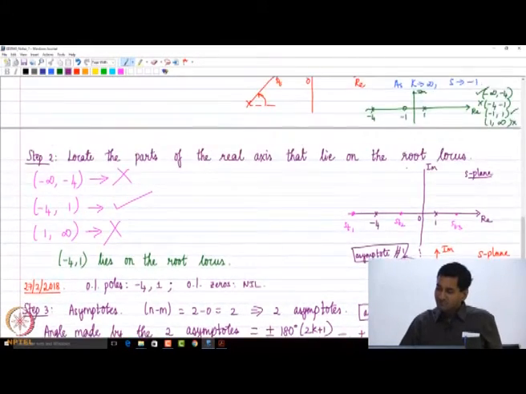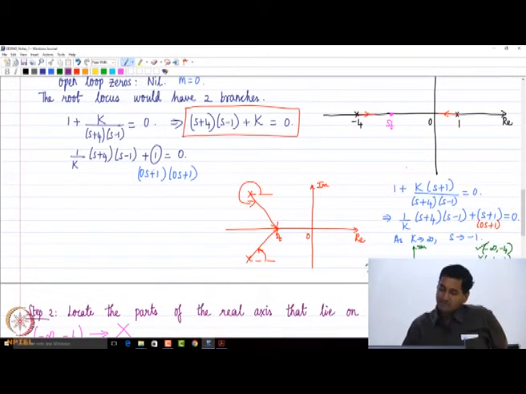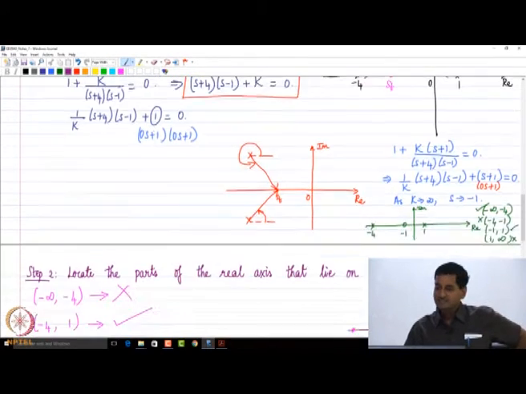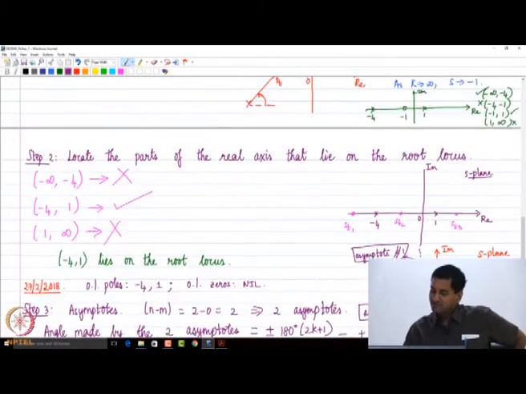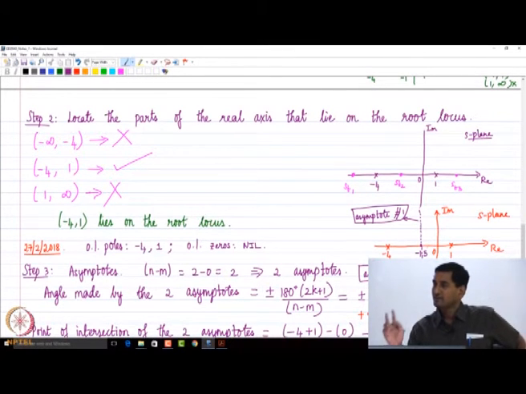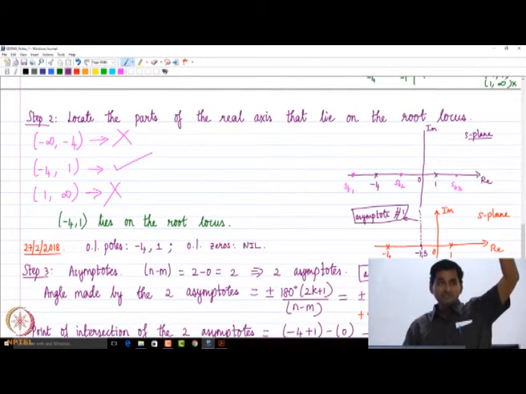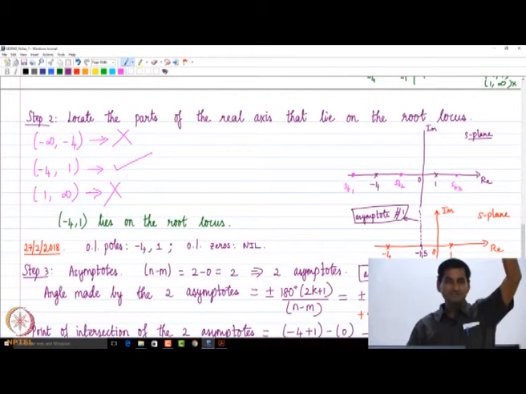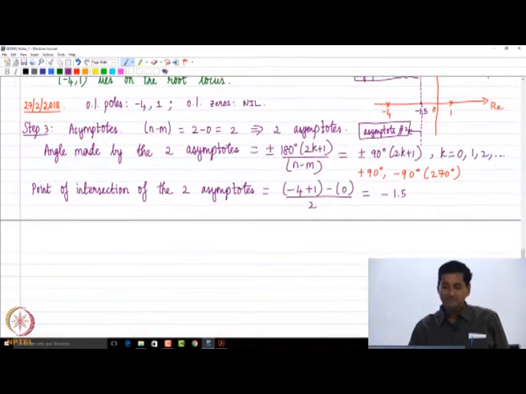If you recall, what we have done till now is that we have figured out that two branches are going to be there. One is going to start from minus 4 towards the right and one towards the left, and the region between minus 4 and plus 1 is the part of the root locus that lies on the real axis. And the third point is that there are going to be two asymptotes which intersect at minus 1.5 and they go plus 90 and minus 90. Please remember, the asymptotes indicate the trace of the root locus as k tends to infinity.